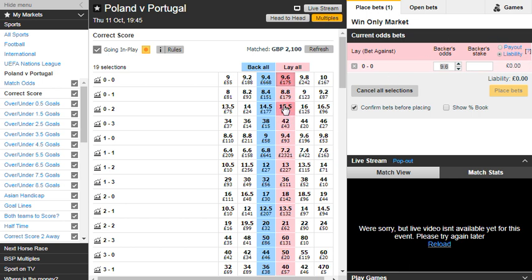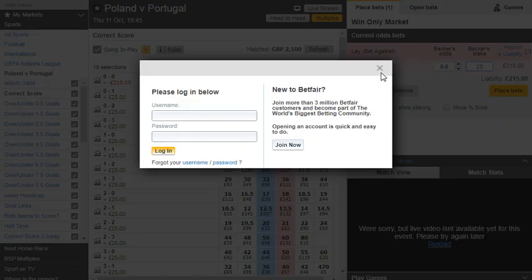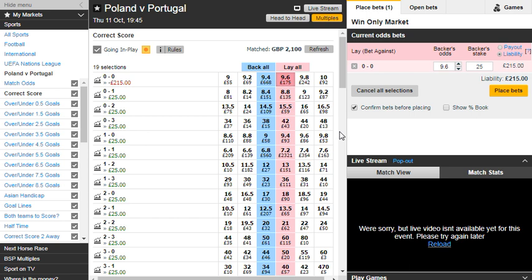So in this case, I would probably look at this game. I've done some pre-match work on my goal modeling, which is very crude, and I've decided we'll lay £25 at around 9.6. So now we have a liability of £215, and £25 profit on all the other scores.